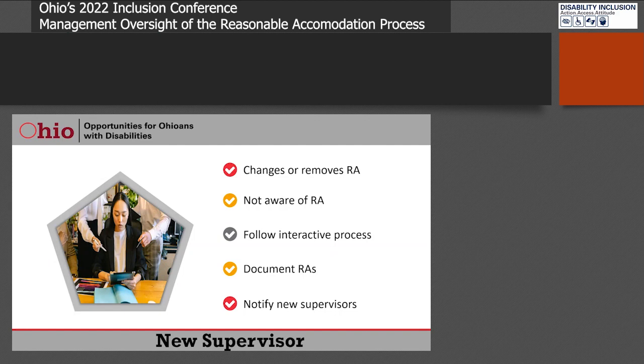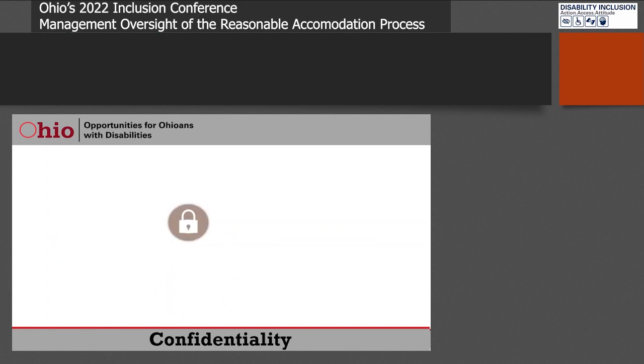Sounds like making sure supervisors know to follow the interactive process is key. We've addressed many ways supervisors are involved, so let's discuss confidentiality because there are important criteria for supervisors to know. Dustin, you are correct. There are confidentiality rules that apply to the disclosure of a disability and reasonable accommodations, and it's important for supervisors to know these.